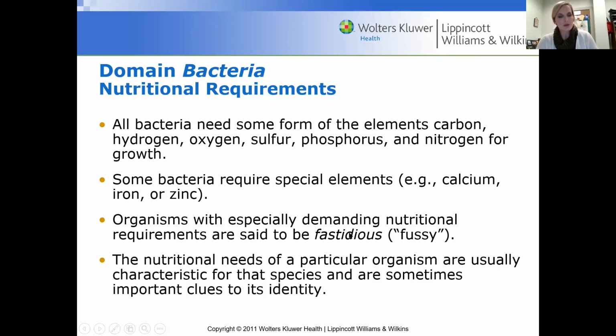Organisms with especially demanding nutritional requirements are said to be what's called fastidious. It's just a synonym here, as they give it the term. I always thought this was funny, fussy, because they are very specific with what they need in order to thrive. So again, as I just mentioned, the nutritional needs of particular organisms are usually the characteristics for that species and are sometimes important clues to its identity. So as scientists are constantly studying bacteria, based on its need for these different elements and special minerals and things of that nature, that's going to give it a clue as to what bacteria we're looking at.